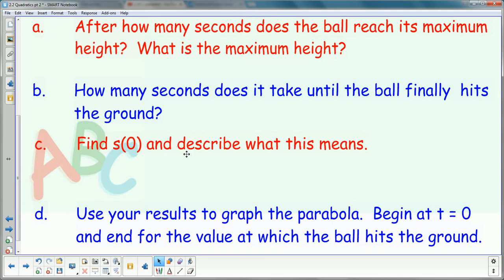So all of these things are important pieces that we've talked about in this lesson. We've talked about our vertex and our two types of intercepts. They all have to do something with this. And then you're going to use that to graph it.